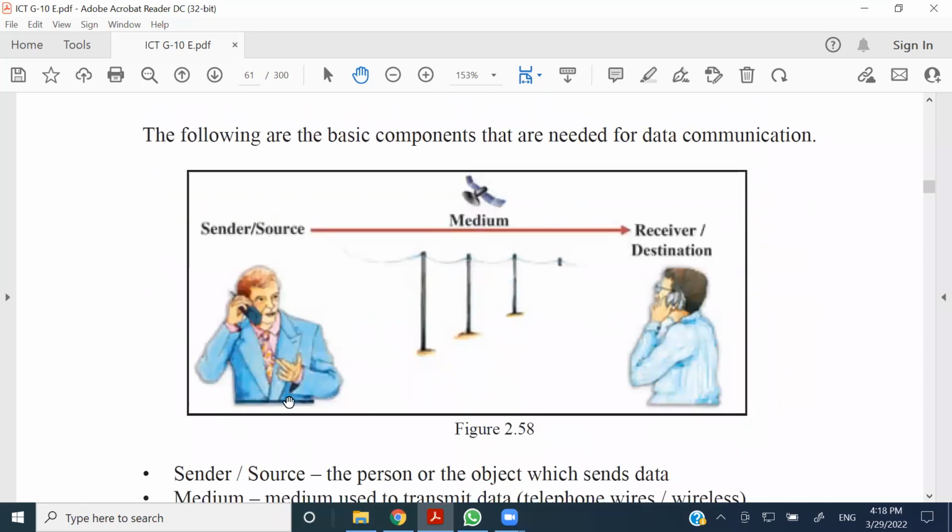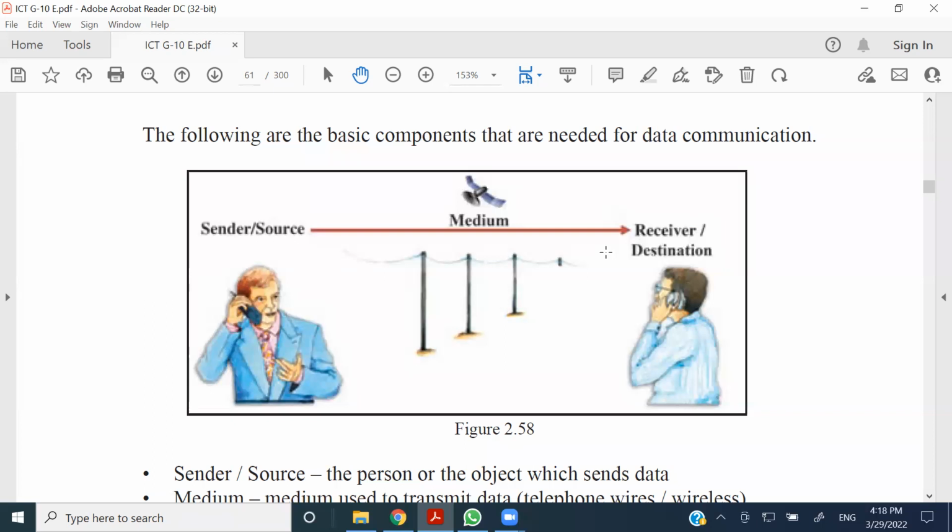There should be a sender, that can be a person or a particular device, and there should be a receiver, again a person or a device, and a particular medium should be there. That medium can be a wired medium or a wireless medium.